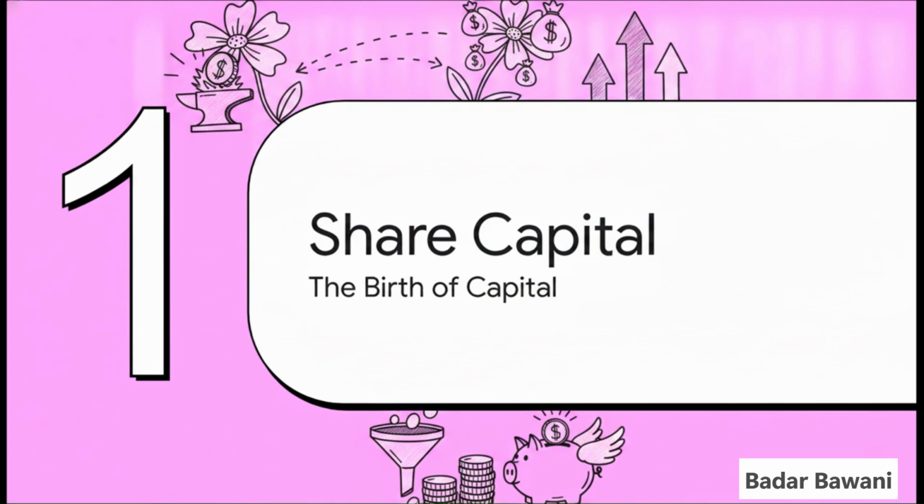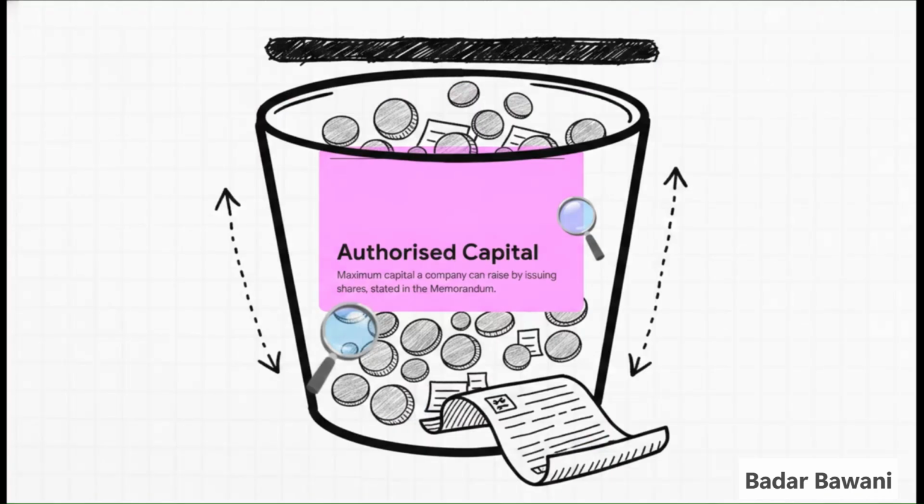Section 1. Types of share capital. The birth of capital. Let's start at the very beginning. Think of authorized capital as a giant bucket. It sets the absolute legal ceiling on how much funding a company is allowed to hold. And this limit isn't just some casual, back-of-the-napkin estimate. It is strictly laid out in the company's foundational document, the Memorandum of Association.